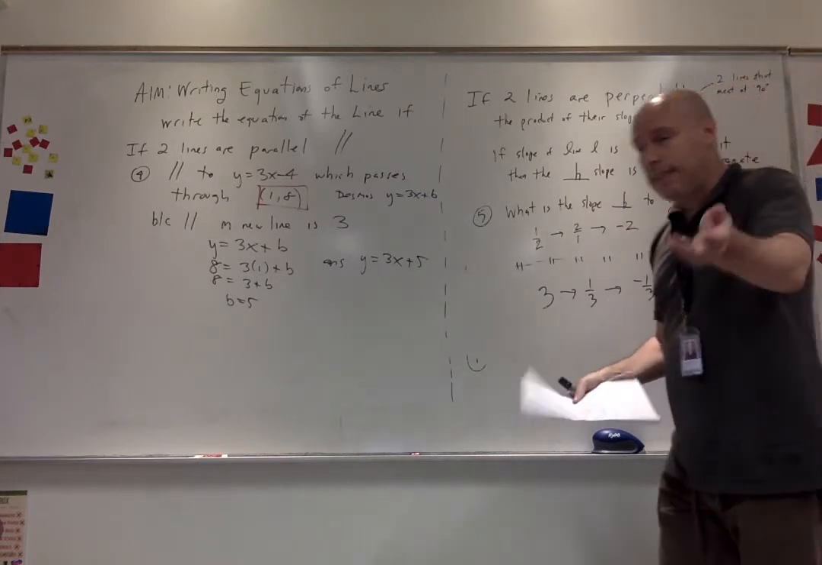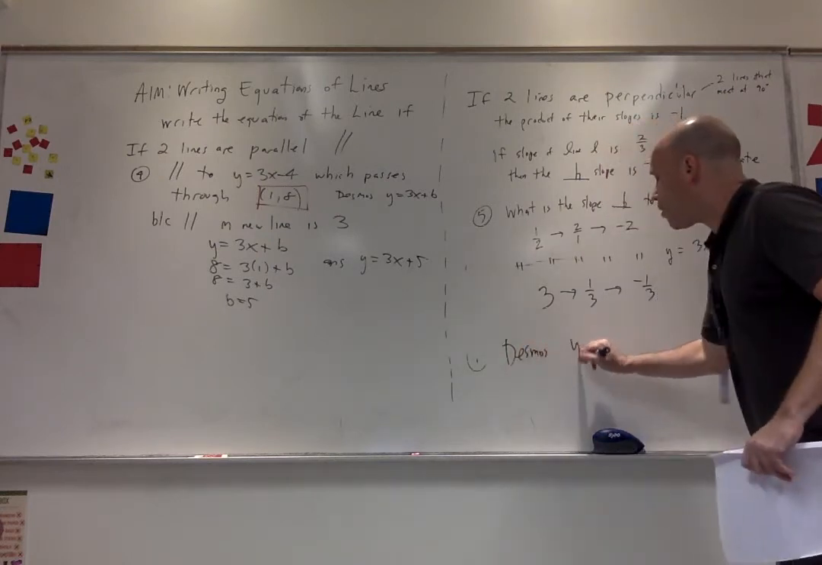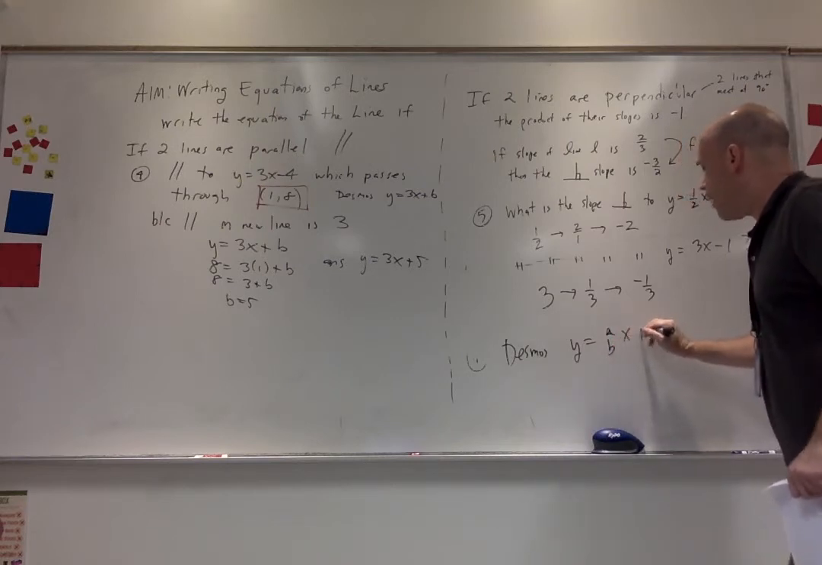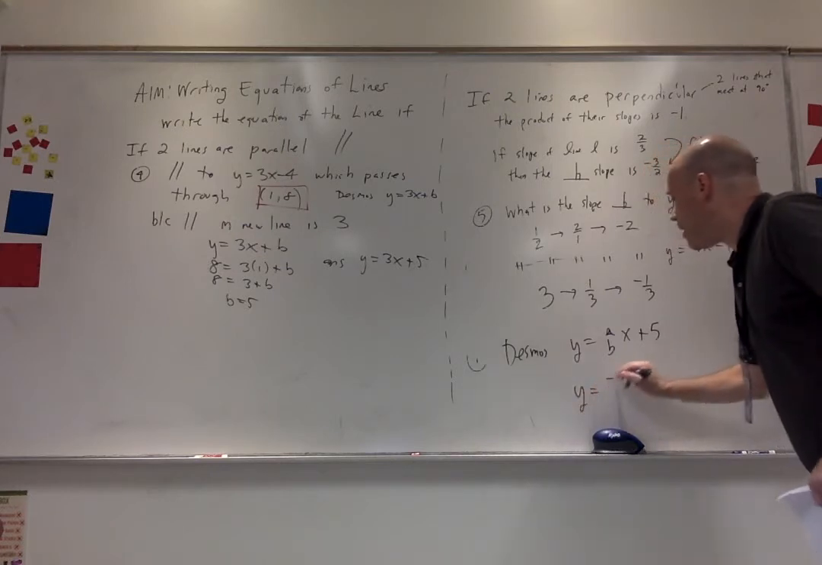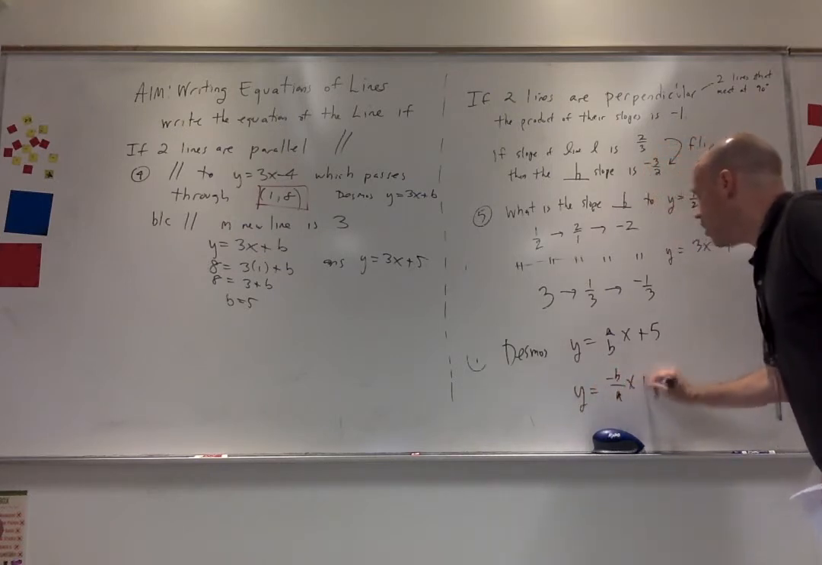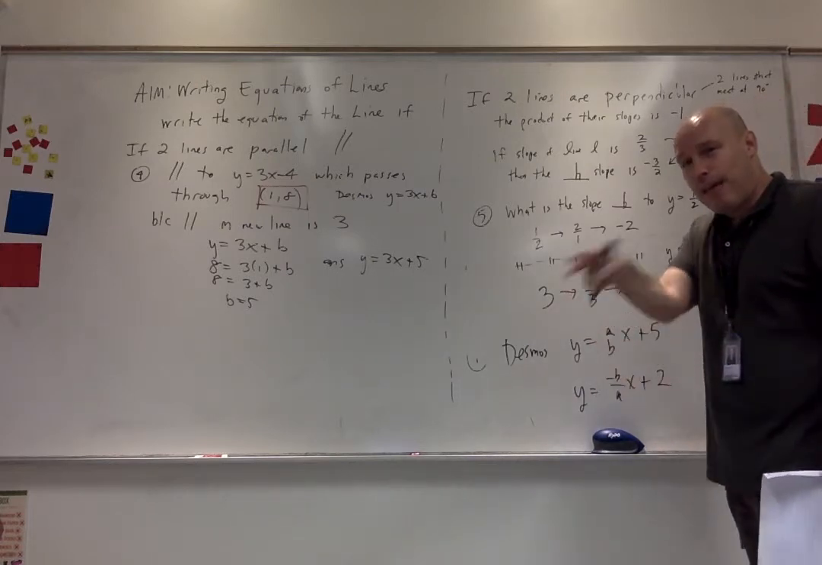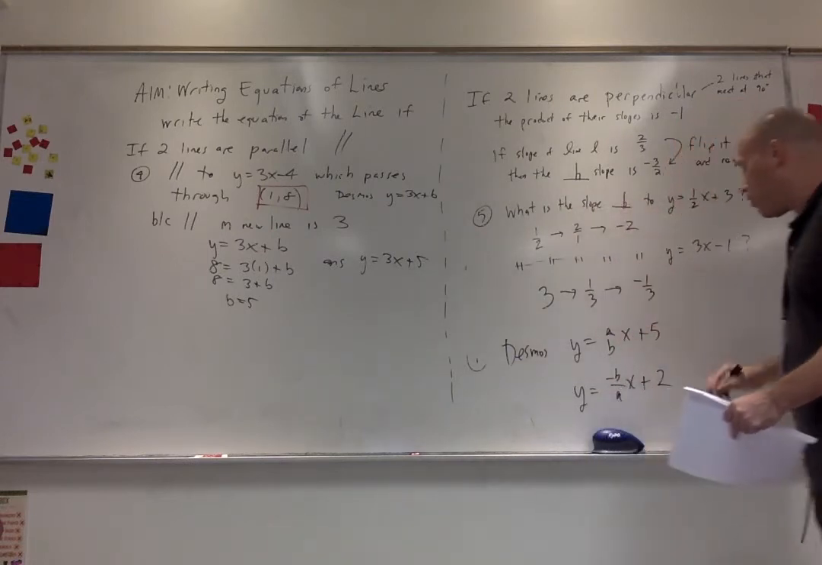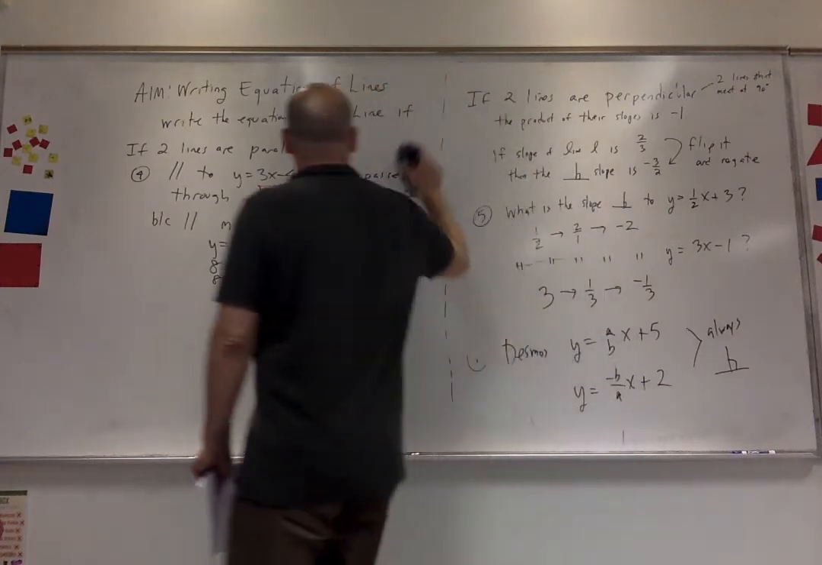And you can actually see this in Desmos. If your first line is y equals a over b x + 5, and then the second equation is y equals -b/a x + 2, no matter what you put for a and b, these lines will always be perpendicular. Always perpendicular. Okay, let's do a problem.